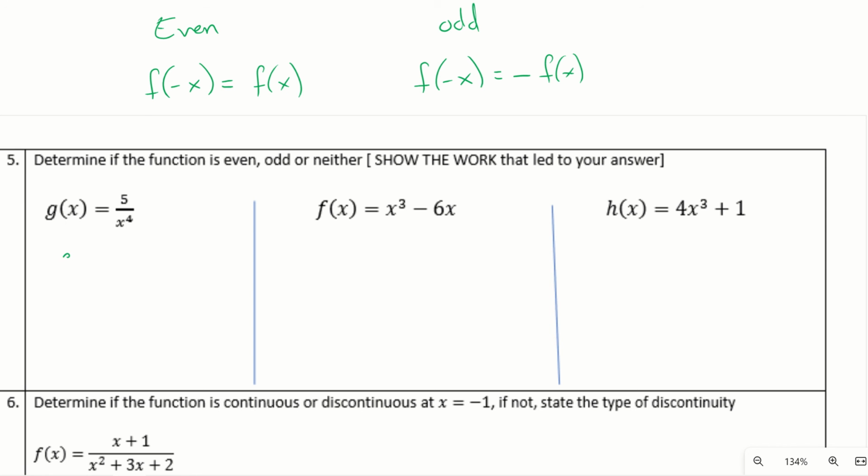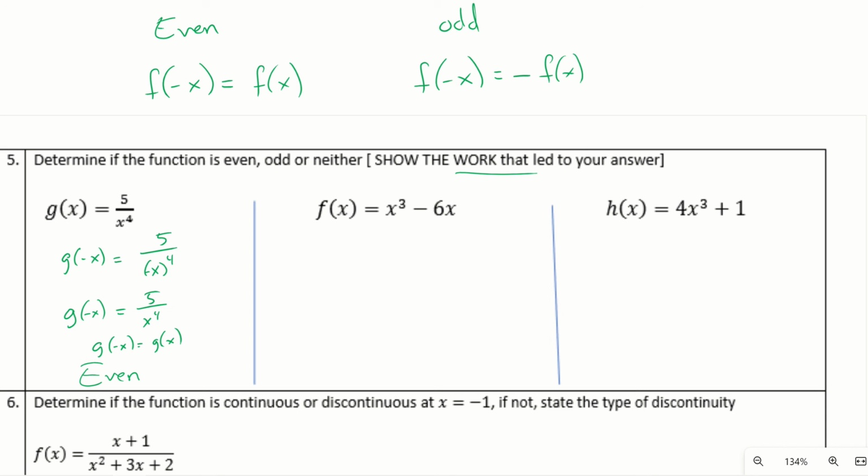So for this first one, if we replace x with -x and simplify, well, since x is being raised to an even exponent, that means I'm going to end up getting the same thing, because I'm going to get a positive x number out of it. And so here I end up with the original equation, right? So what I really have here is g of -x is equal to g of x, because that's the original one. And so in this case, I can conclude that it is even. And that's my work leading to my answer.